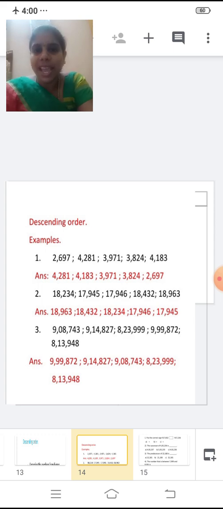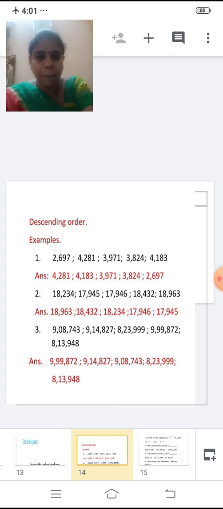So 9,08,743, 9,14,827, 8,23,999, 9,99,872, 8,13,948. Now tell me children, which is the biggest number? Compare the lakhs place.